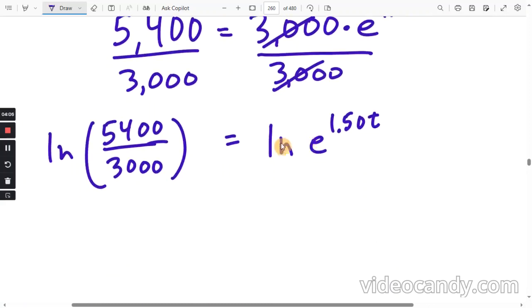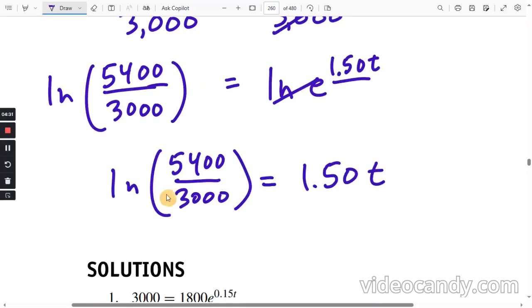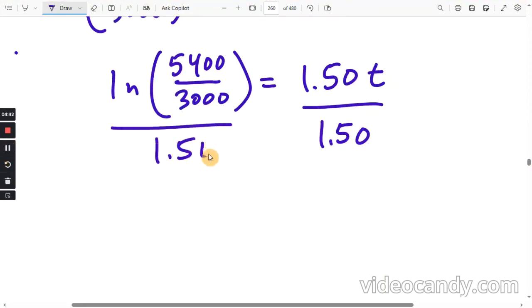Anyhow, on the right-hand side, this is log base e, this is base e. Those cancel. You are left with the exponent. Okay, so we have ln 5,400 over 3,000. And that equals 1.50t. 1.50 times t. The opposite of times 1.5 is divided by 1.5. Cancels here. Do this on the calculator.